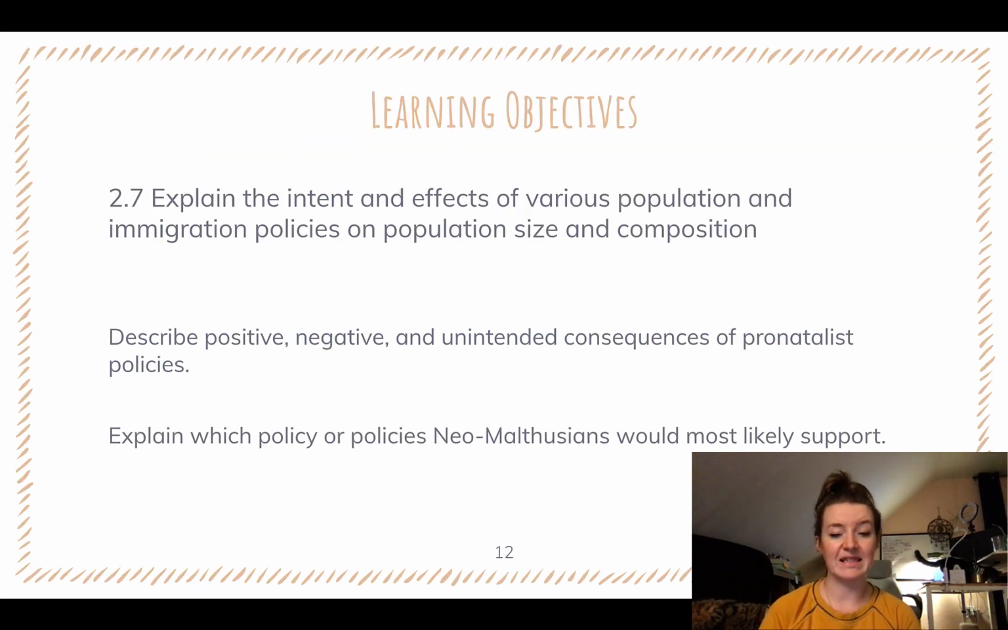All right, that's it. So our learning target, again, was to explain the intent and effects of various population and immigration policies on population size and composition. So in your notebooks, what I want you to do is to describe positive, negative, and unintended consequences of pro-natalist policies. Then I want you to explain which policy or policies neo-Malthusians from the last video would most likely support.